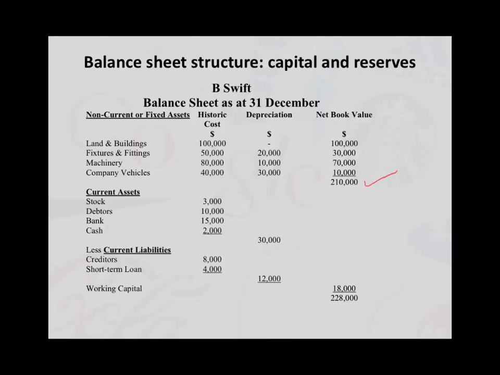The current assets are listed in your first column. Remember, you're going to have 1, 2, 3 columns, and we list them in order of liquidity, with the least liquid at the top. In this case, stock is valued at 3,000, followed by our debtors of 10,000. Our bank balance shows that we have money in our bank of 15,000, and our cash balance is 2,000. When we add together the current assets, they come to 30,000.